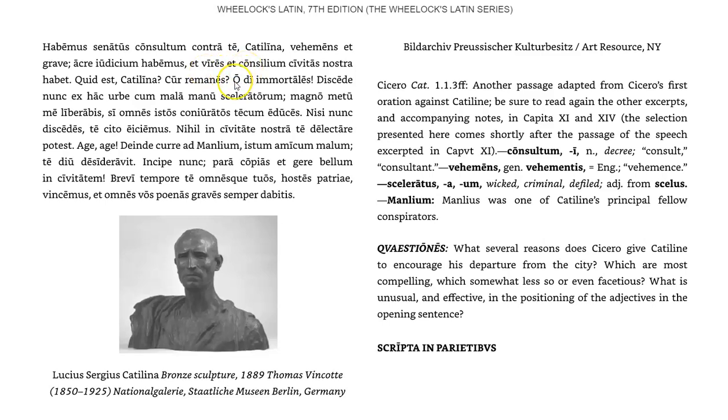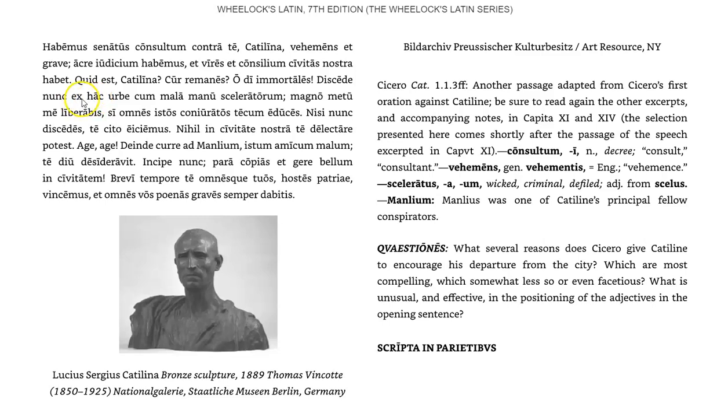Okay, so we have the Senate's decree against you, Catiline, strong and serious. We have a harsh verdict. Our state has both strength and judgment. What is it, Catiline? Why are you still here? O immortal gods, leave now from this city.